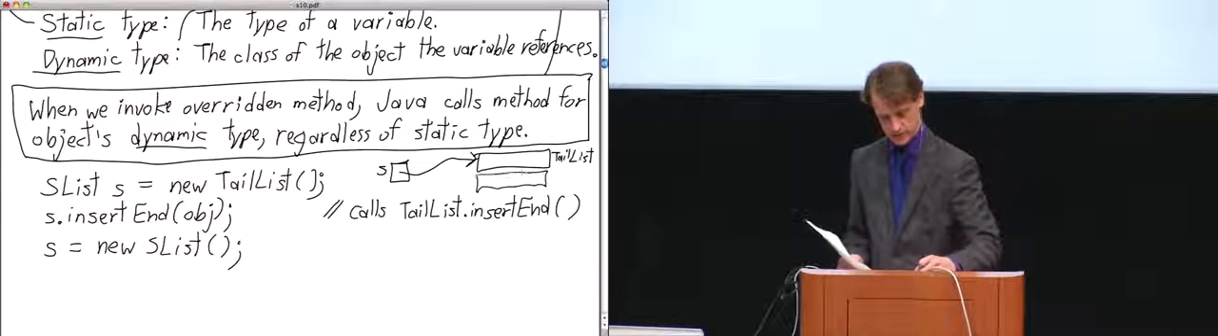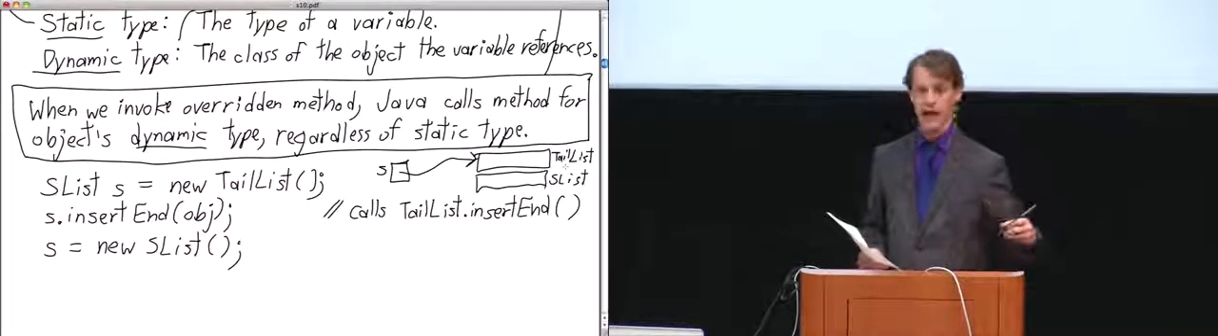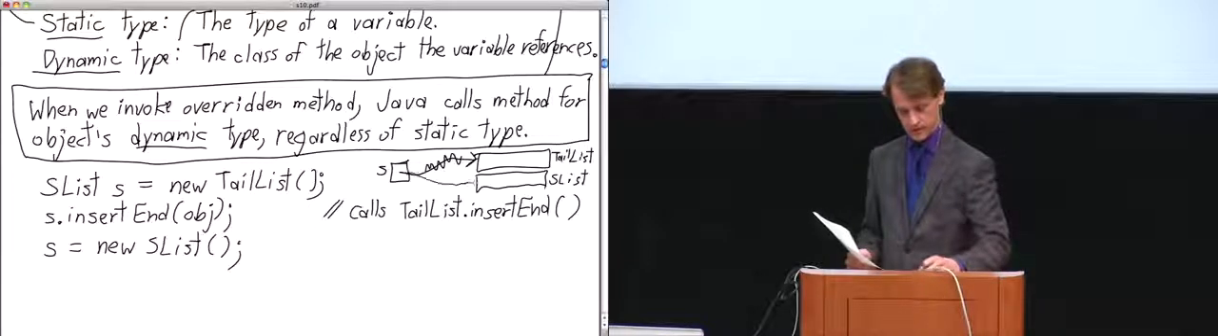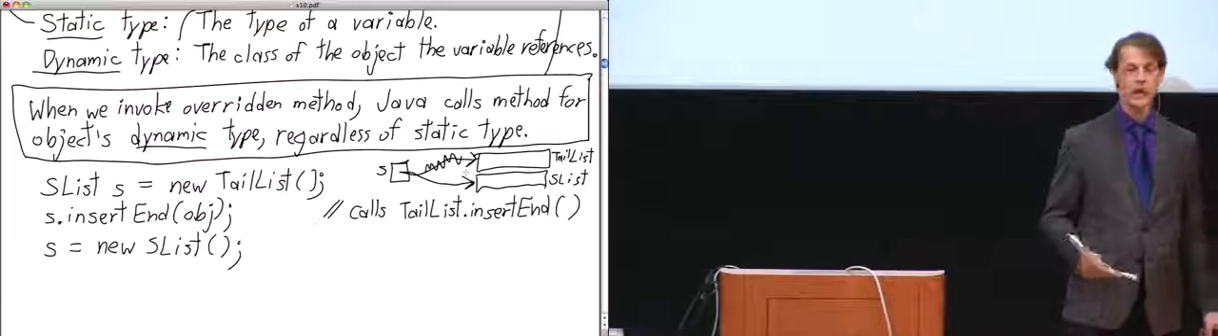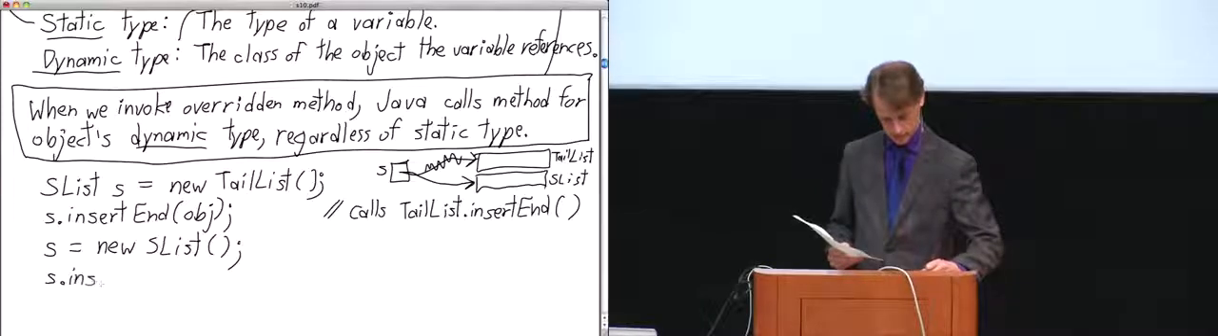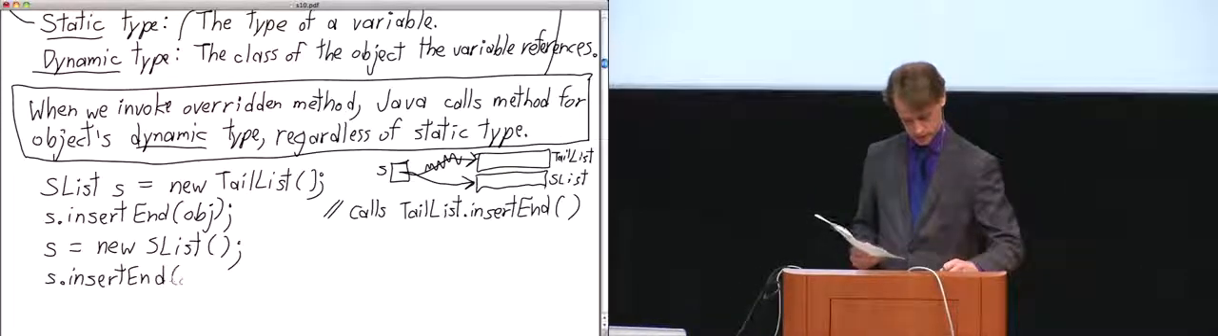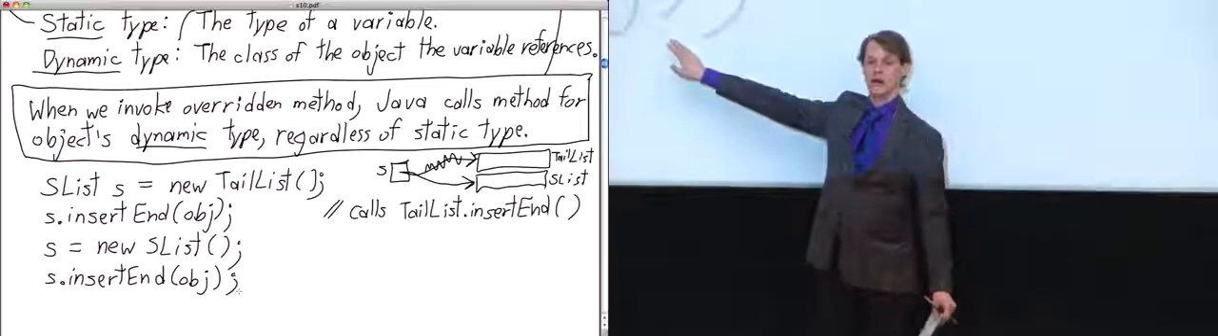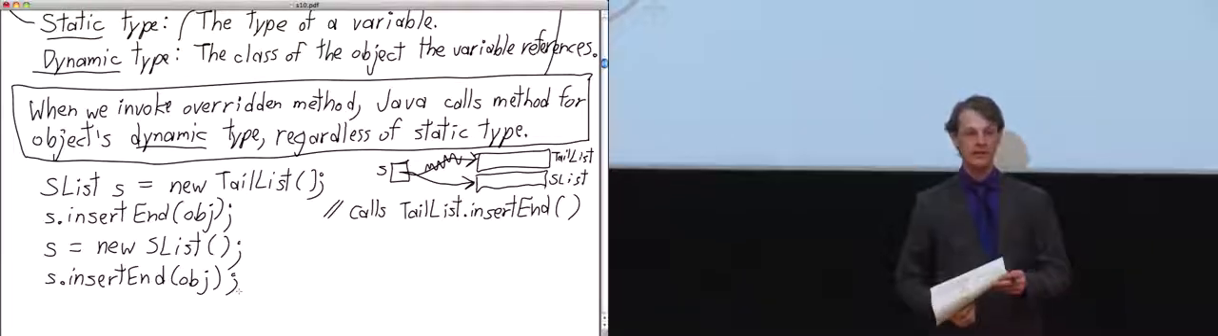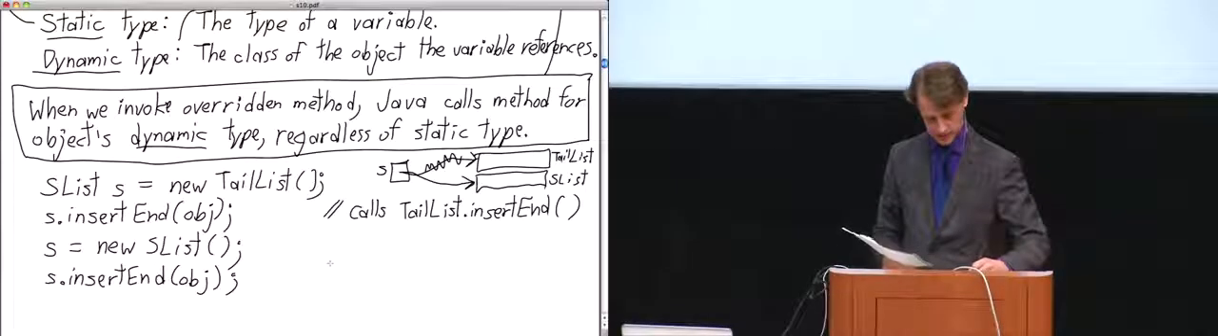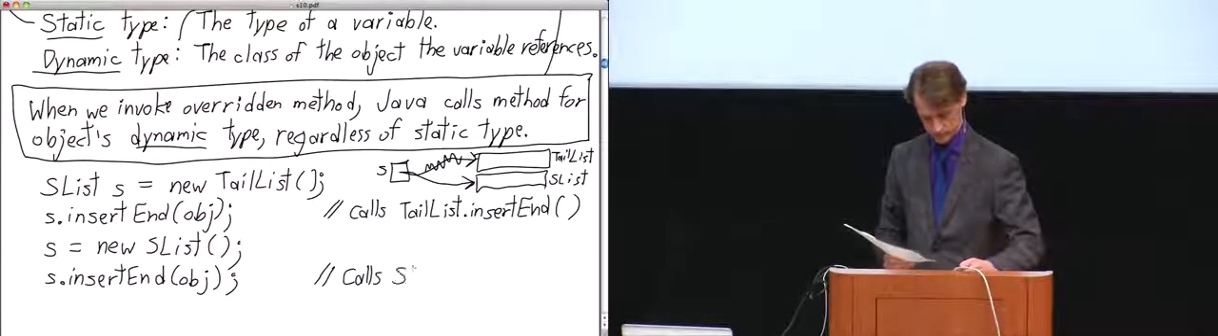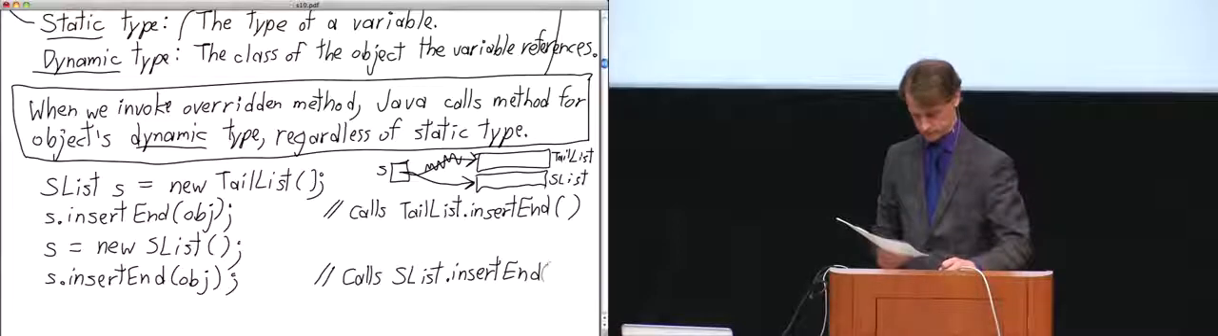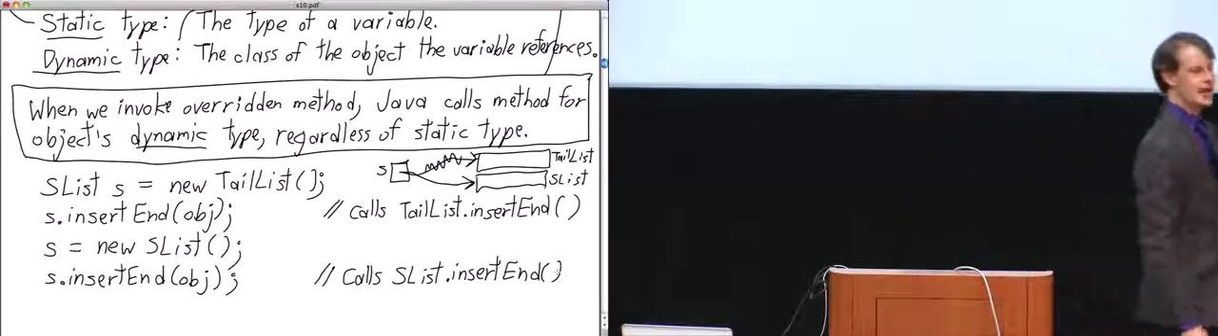So here's a new SList. And I overwrite the old value of S with a reference to this new SList. And now I call insertEnd again. Now, please note that this is exactly the same line of code I just executed two lines ago, but this time it does something different. It calls SList.insertEnd, an entirely different implementation. And so that is dynamic method lookup.